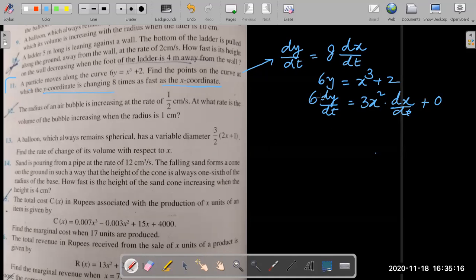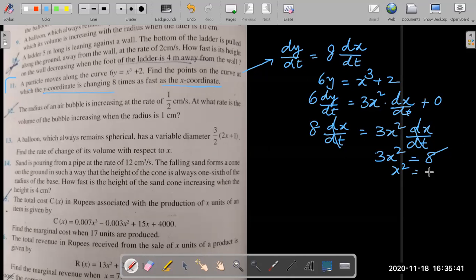So substitute this into this. That means 8 dx by dt equal to 3x square dx by dt. So this dx by dt gets cancelled, which means 3x square equal to 8. X square equal to 8 by 3. X equals plus or minus square root of 8 by 3.